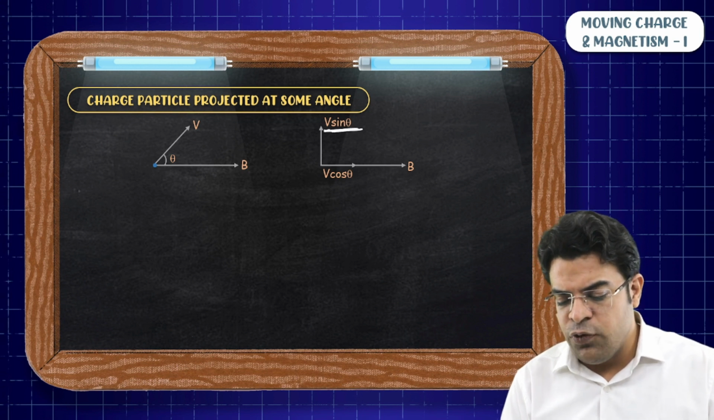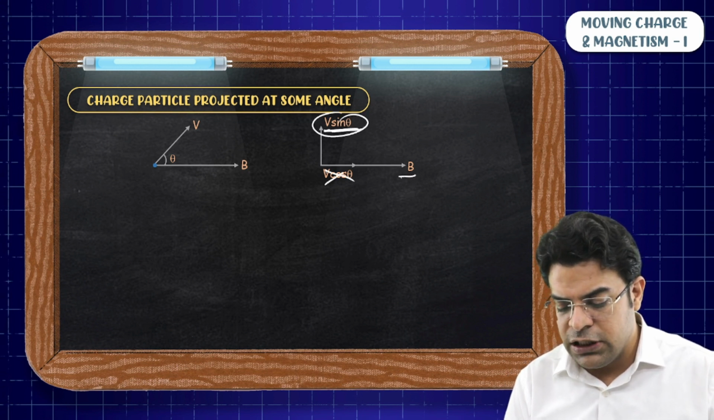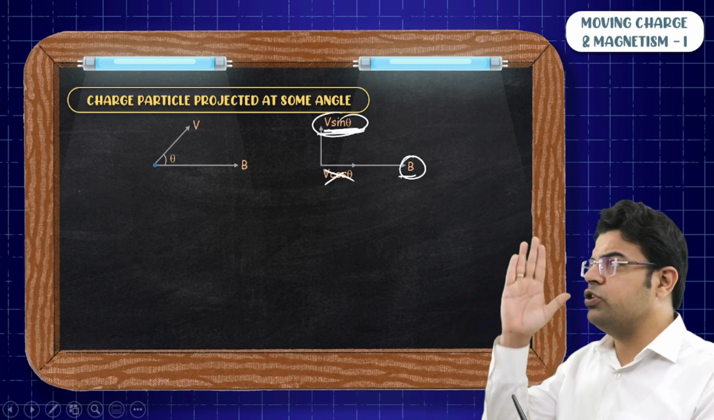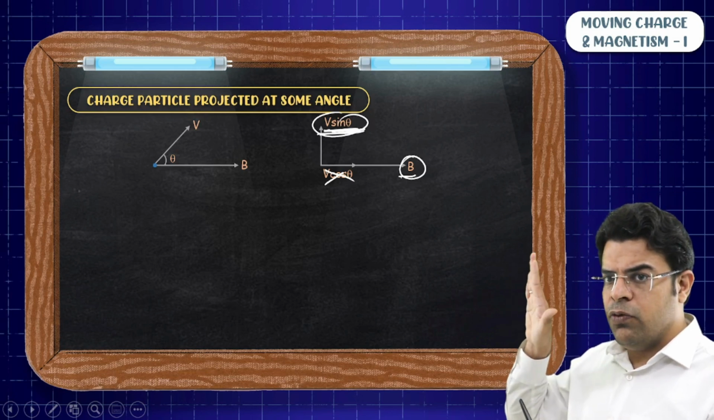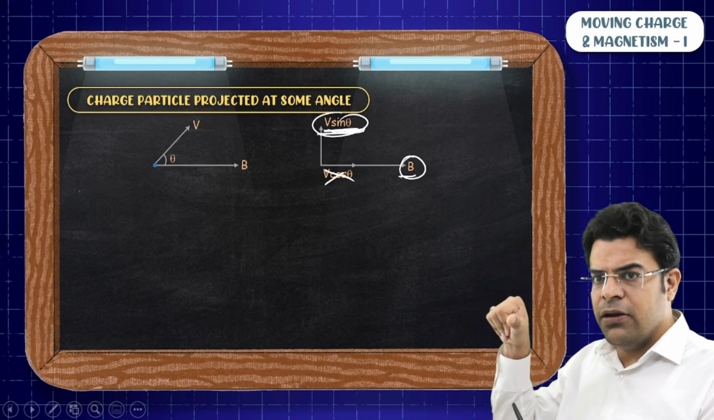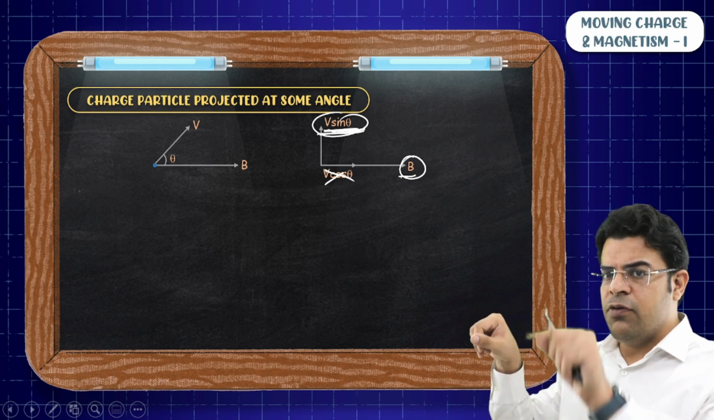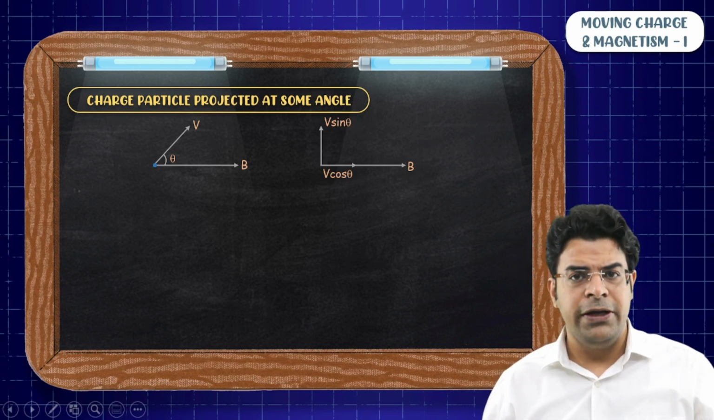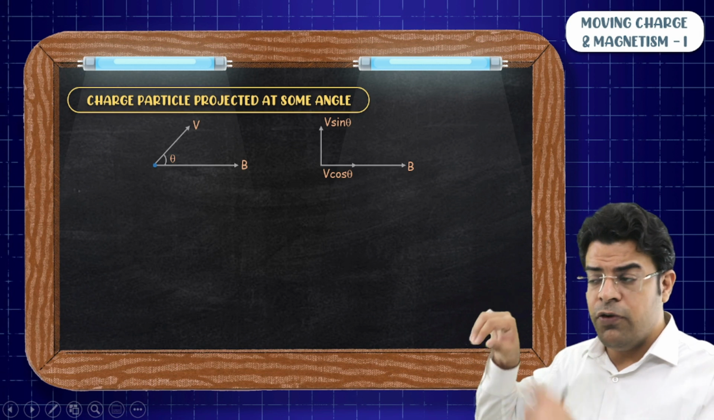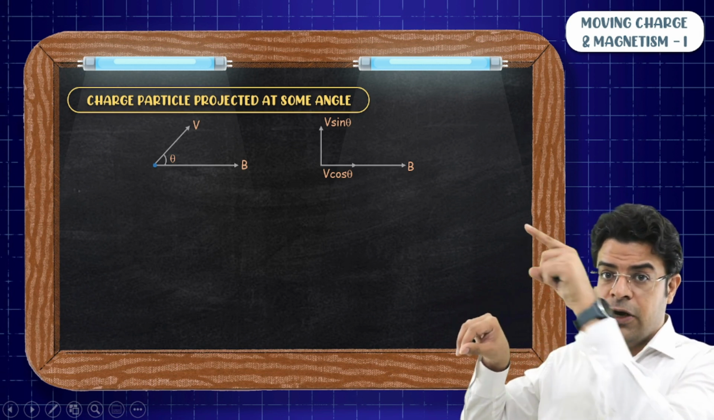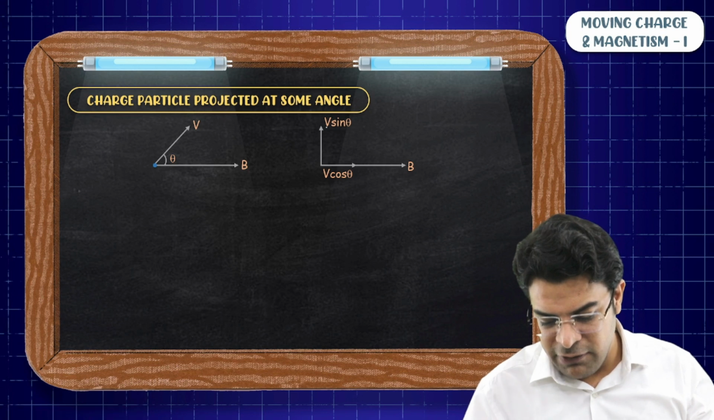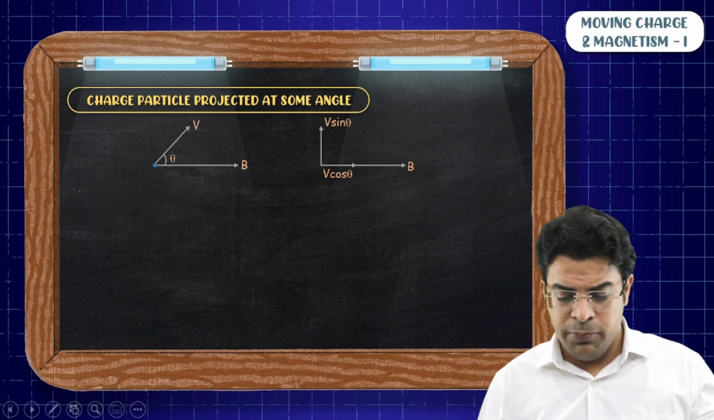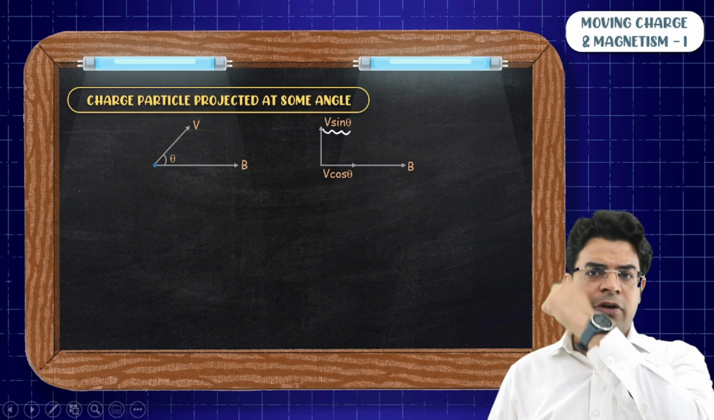First of all, just focus on v sin theta. Forget v cos theta, just focus on v sin theta and the magnetic field. So if a charged particle has got velocity upward v sin theta and the magnetic field towards right, the direction of force will be here. So the charged particle will perform circular motion due to the velocity v sin theta, which is perpendicular to B. We already know that if the velocity is perpendicular to magnetic field, the charged particle performs circular motion. So because of the velocity v sin theta, the charged particle will perform circular motion.